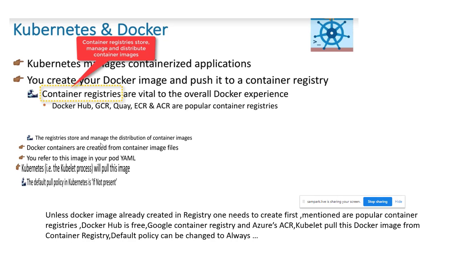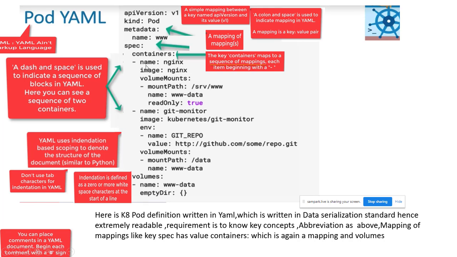When we say manage and distribution, that means suppose you have a private ECR in your company. Once you develop your code and push it to this container registry, other team members can use your image. Here we have mentioned the name nginx and the name git monitor. These are all hosted in the public Docker Hub, so we can simply write the image name.